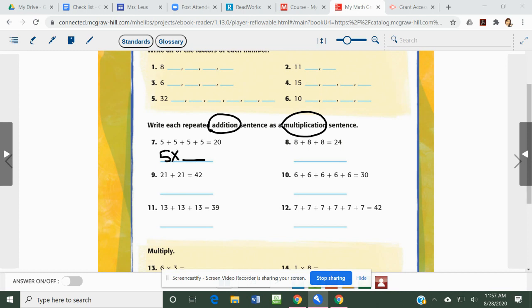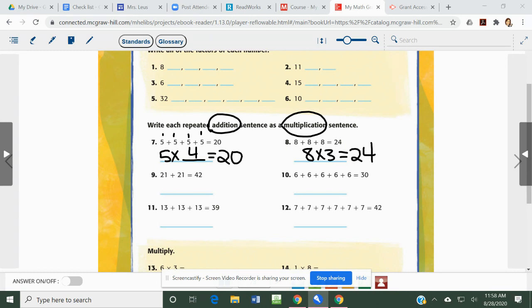5 times what gives me 20? Well, how many 5s are there? 1, 2, 3, 4. So I know that 5 times 4 is 20, which is the same thing as adding 5 four times. This has 8 3s, so I know that 8 times 3 is 24.